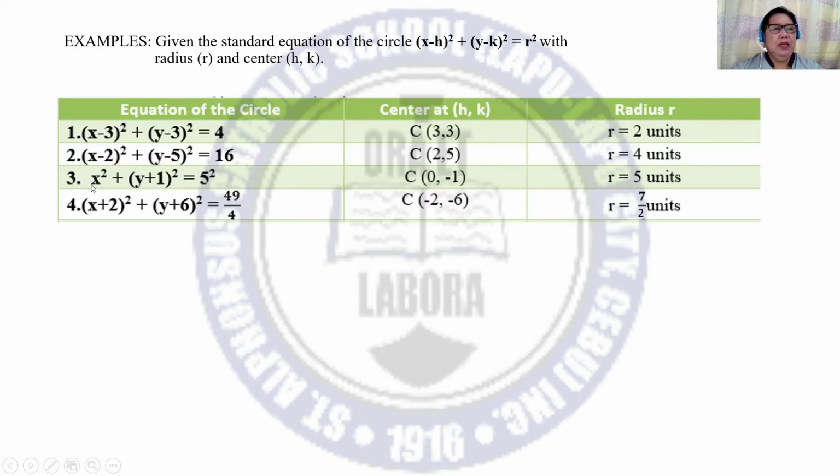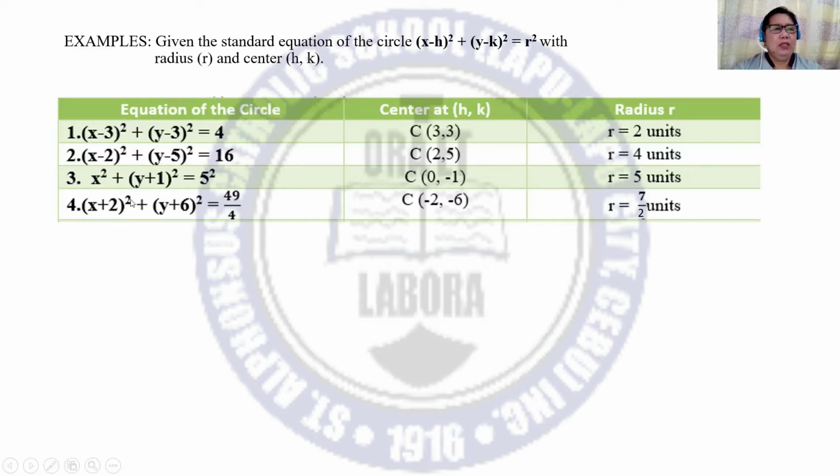For number 3, the given is x squared plus the square of y plus 1 is equal to 5 squared. Since this is only x squared, the value of h is 0. And here, this is positive 1. So originally, this is y minus negative 1. So the value of k is negative 1. That is why the coordinates of the center are 0, negative 1. And the value of r is 5 units.